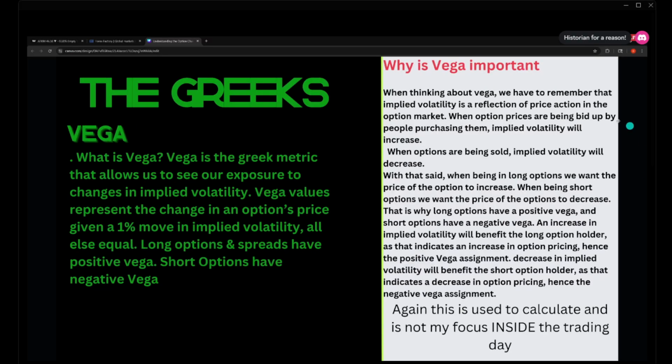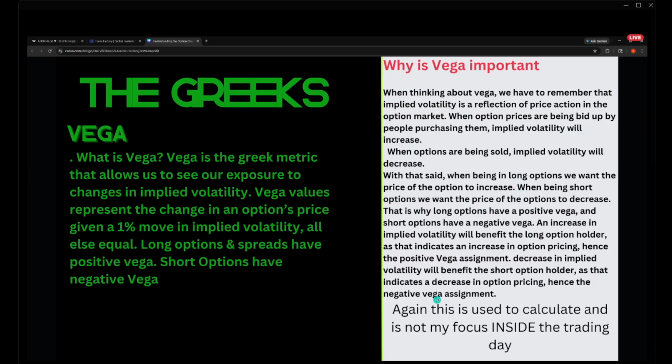All right. Now Vega. I'm not really paying attention to this one at all. But Vega is the Greek metric that allows us to see our exposure to changes in implied volatility. So it's insight into IV. Vega values represent the change in an option's price given a 1% move in implied volatility. All else equal, long options and spreads have positive Vega. Short options have negative Vega.